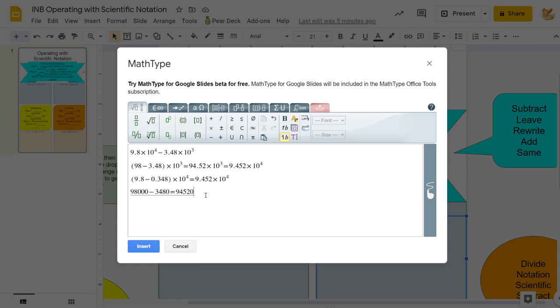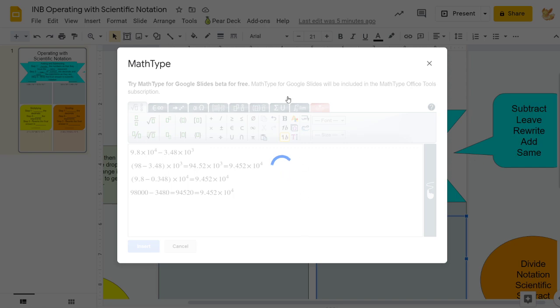94520, which equals, in scientific notation, my decimal's right here. So 1, 2, 3, 4. So it's going to be this. So all 3 ways gave me the same answer. You pick whatever works for you. I personally like just putting it in standard form, and then once I get my answer, putting that in scientific notation. You can do any one of these to solve the other problem.